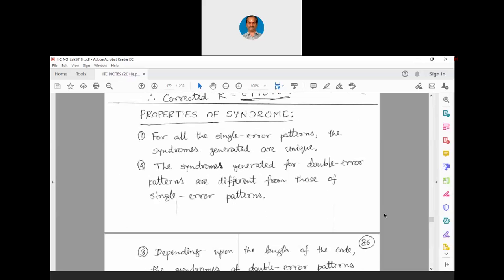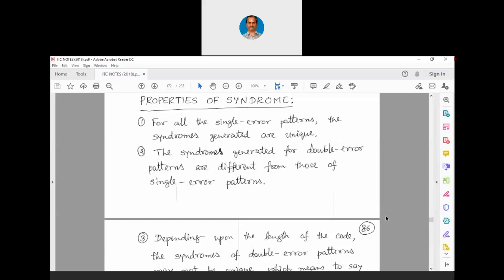So this is the exercise which we completed now. Let us have a general theoretical discussion about the properties of syndrome.